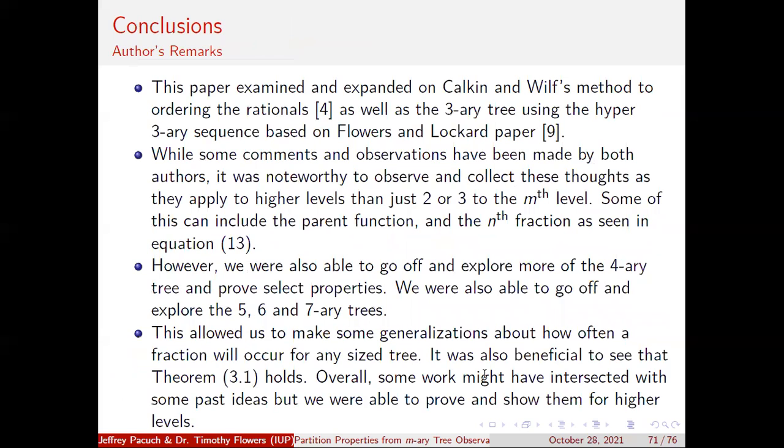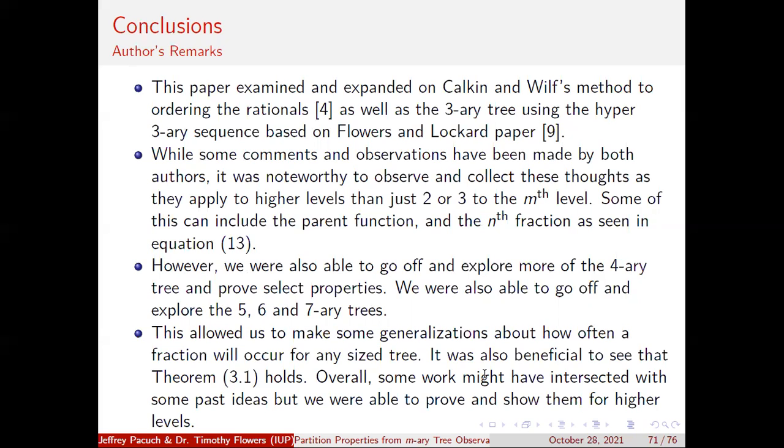So I guess we're nearing the last bits of it. I want to make some comments on what I have researched. This paper did expand on the Calkin-Wilf tree. We looked originally at what the Calkin-Wilf tree was, how it expands to the three-ary tree based on the Flowers and Lockhart paper. And given some of those observations, I was able to code up the different levels of trees, the hyper m-ary sequences, and see what other observations I could make about the four-ary tree to make some generalization about the m-ary tree.